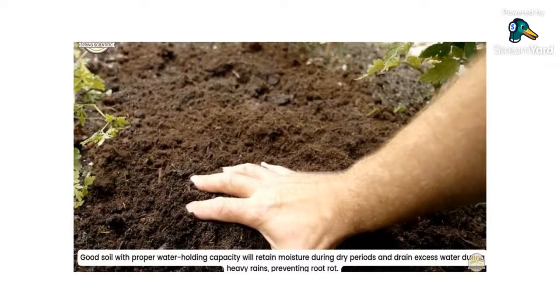Good soil with proper water holding capacity will retain moisture during dry periods and drain excess water during the rainy season. It prevents root rot because it allows optimal root aeration and prevents the development of anaerobic conditions that promote fungal growth in the soil.